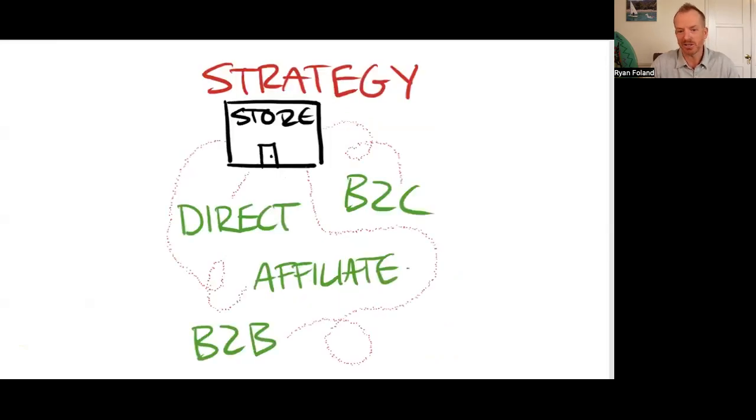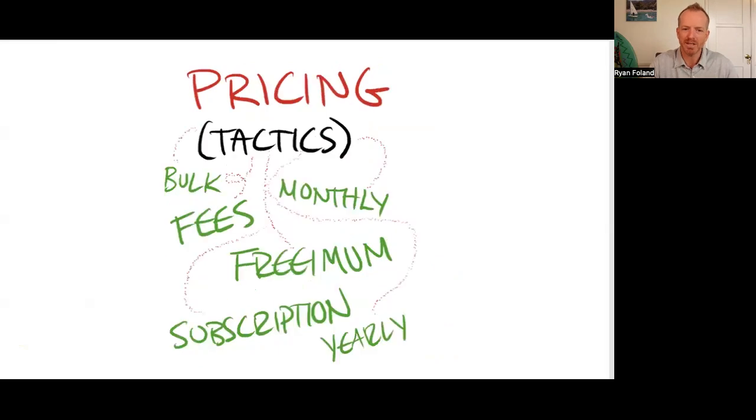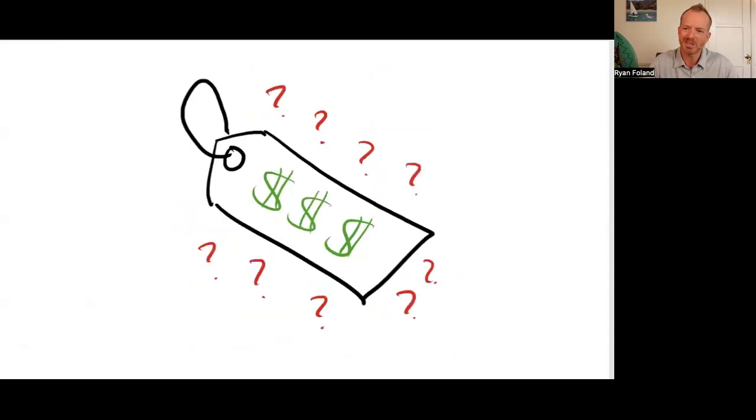Now, there are different strategies. You have different types of revenue models for business to business, direct to consumer, affiliate marketing, things like that. And with your pricing, there's lots of tactics: monthly, freemium, subscription, yearly, but you get to decide that price tag. And it should be a fun exercise to do so.